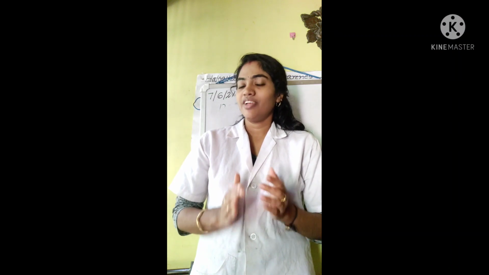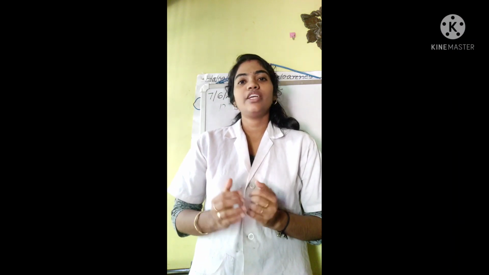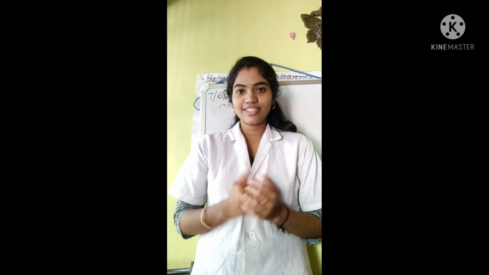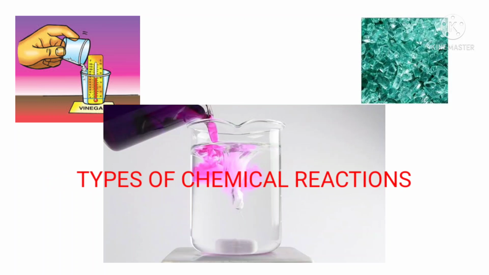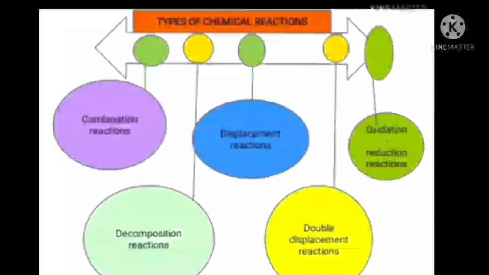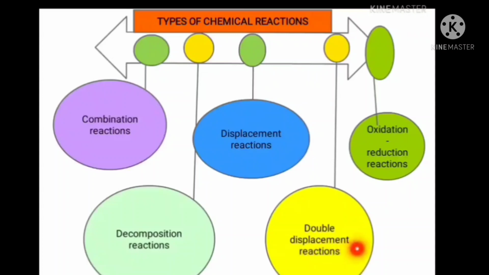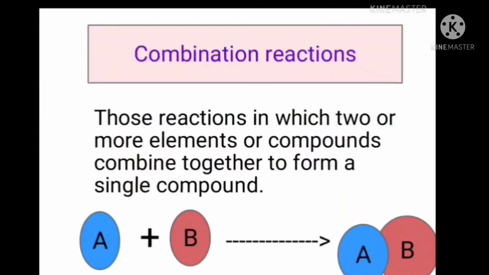In today's section we will learn about different types of chemical reactions. Chemical reactions are classified into different types. Let's study what they are. Types of chemical reactions: first is combination reaction, then decomposition reaction, displacement reaction, double displacement reaction and oxidation reduction reaction.